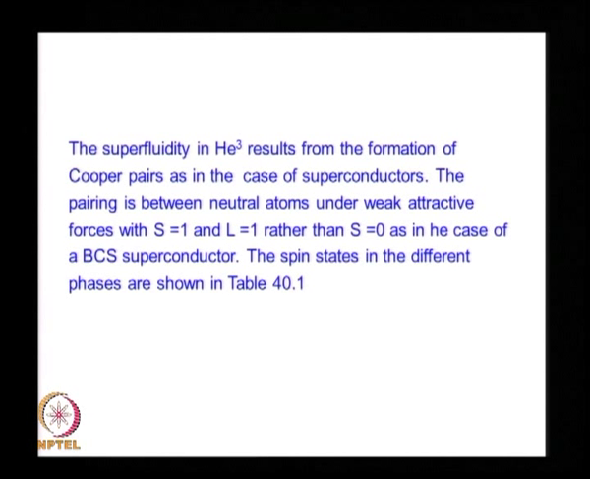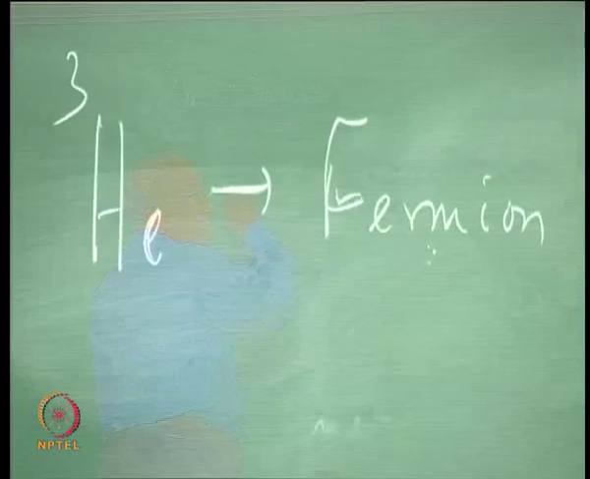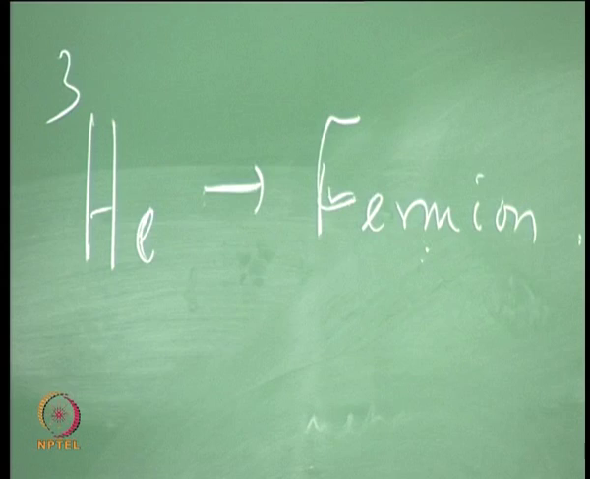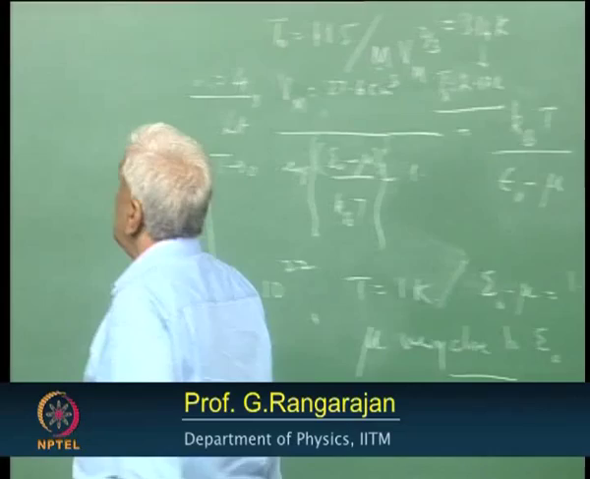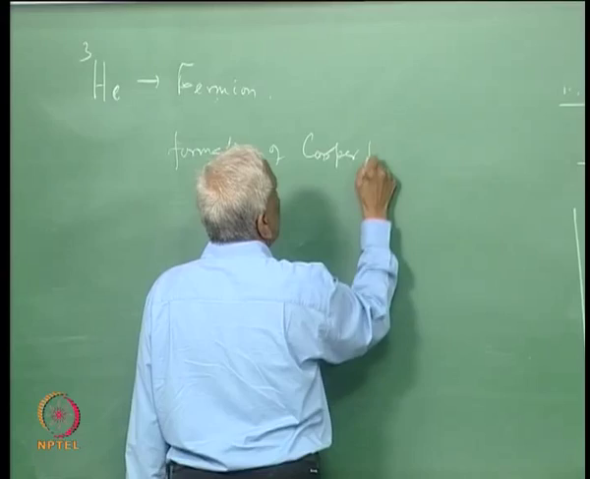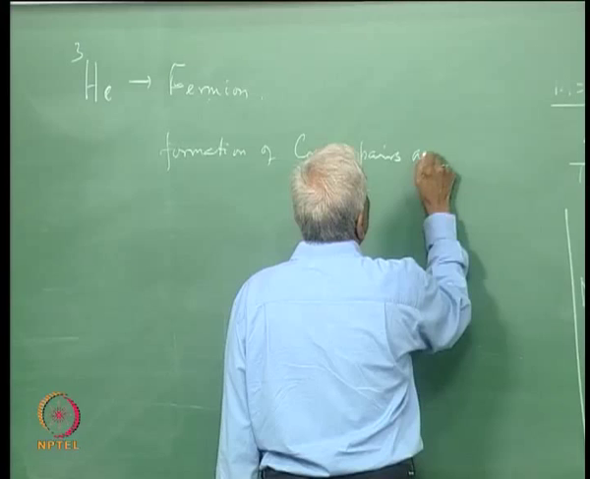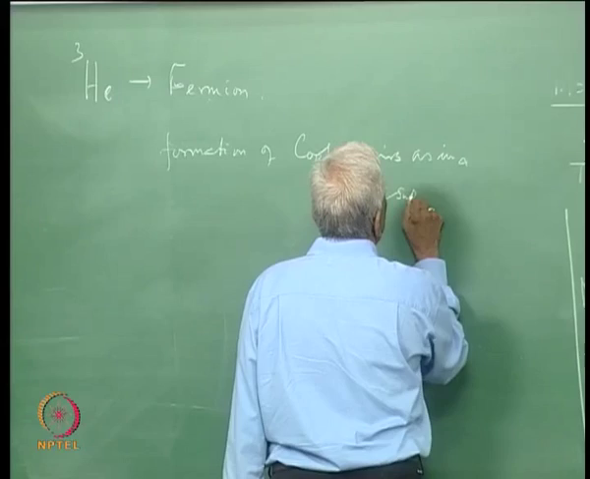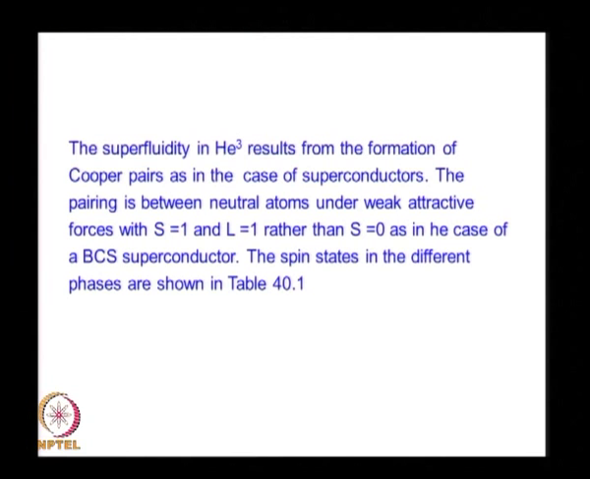Now, helium-3 is a fermion, unlike helium-4, which is a boson. So, the Bose-Einstein condensation picture cannot be used to explain the occurrence of superfluidity, the occurrence of the A and B phases, etcetera, in helium-3. It is more like the formation of Cooper pairs as in a superconductor. Pairs of helium atoms join together through interactions as in a superconductor. Once you form a pair of these fermions, then it becomes a boson assembly.